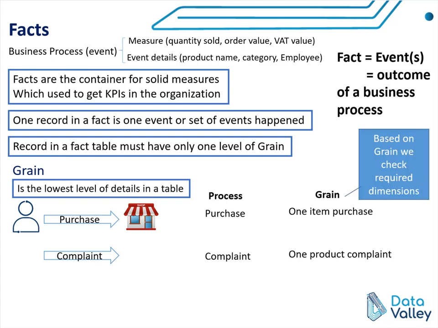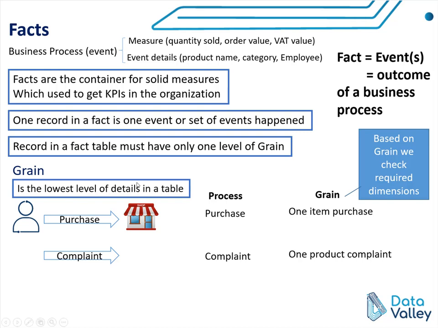Based on grain, we check required dimensions. For example, here the grain is one item purchase. So we check all dimensions, all event details around this grain. We need to check, for example, customer dimension or customer information. We need to check employee information. We need to check product information and so on. So this is the basic unit for our fact table, and around this basic unit, or this grain, we build all the required dimensions. The same here for the complaint. We could have dimensions like product dimension, employee dimension, customer dimension, and so on.